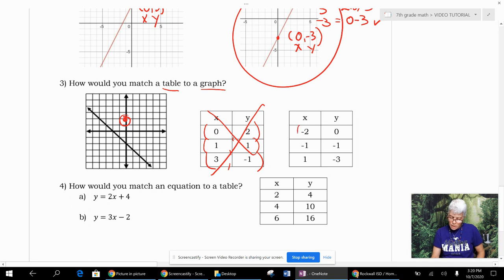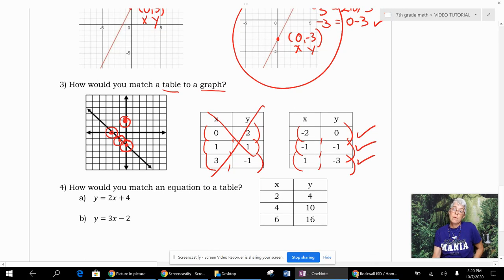Let's try this one. -2, 0. -2, 0 is right here. So that one checked out. -1, -1. Look, that one checked out. And then 1, -3, 1, 2, 3 is right here. That one checked out. So that worked out great. So that's how we matched. So this is my correct answer.